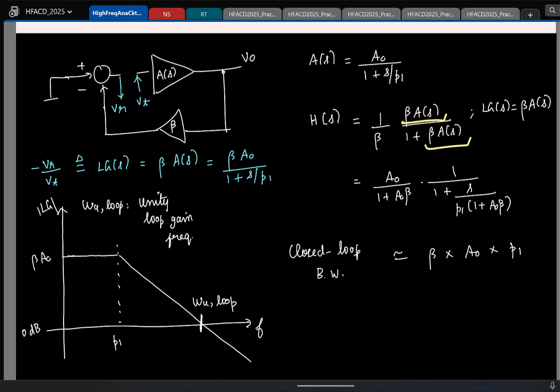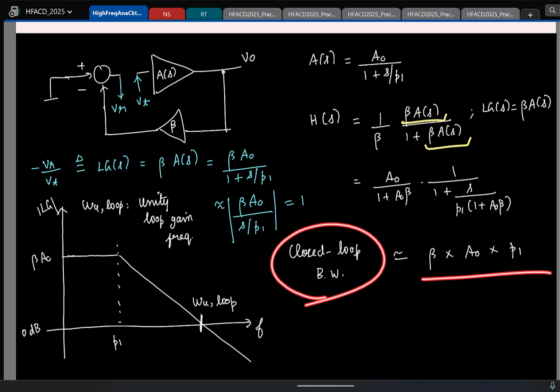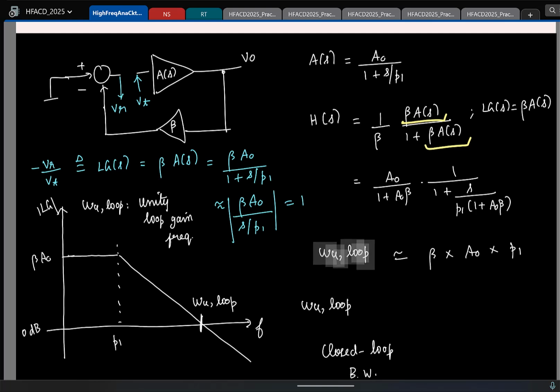So that assumption is satisfied. Since I am looking at frequencies greater than p1, I can approximate this as beta A0 by s by p1. Now I replace s with j omega, take the magnitude of this and equate it to 1, and this becomes equal to 1 at beta A0 times p1. Is this okay? And as you see, beta A0 p1 is your closed loop bandwidth also. So this is equal to the unity loop gain frequency.